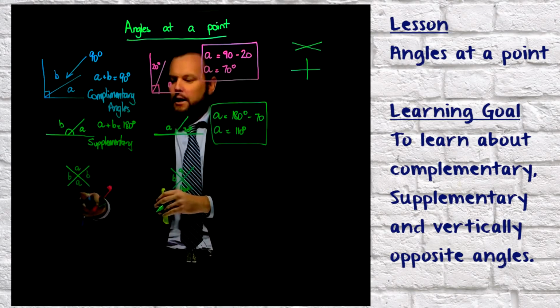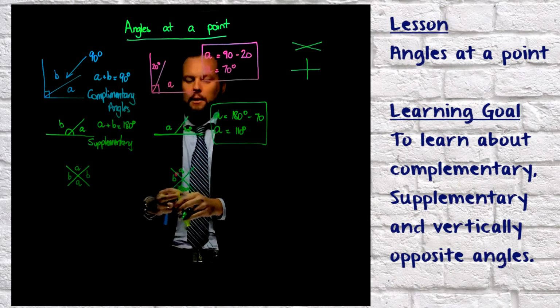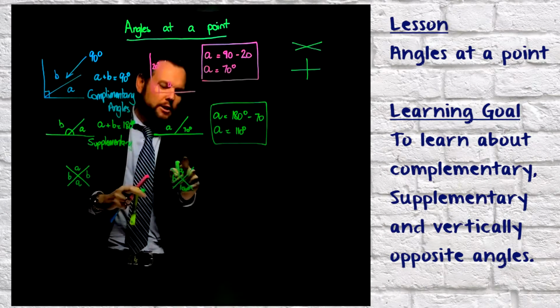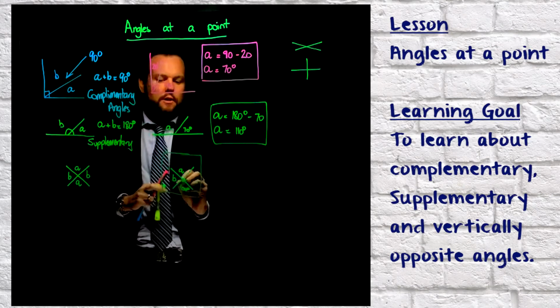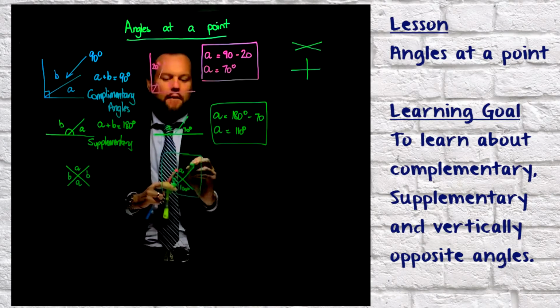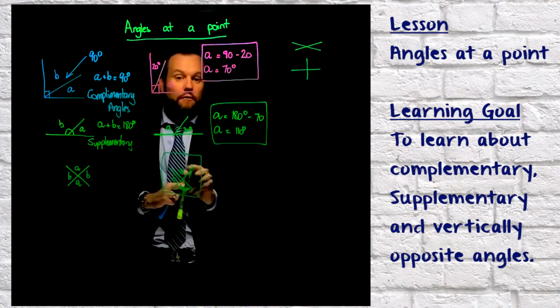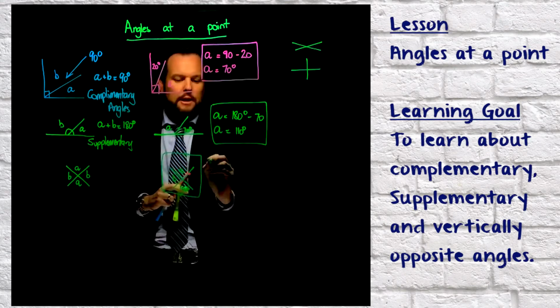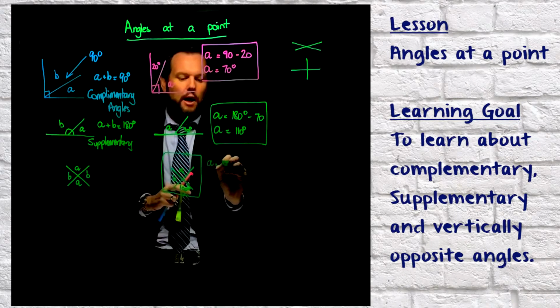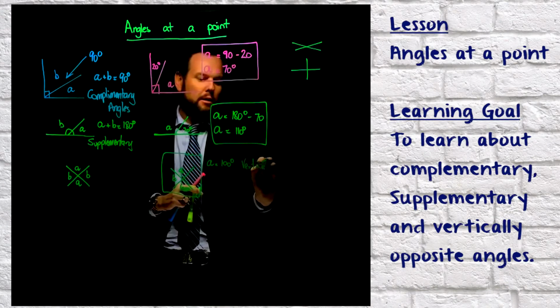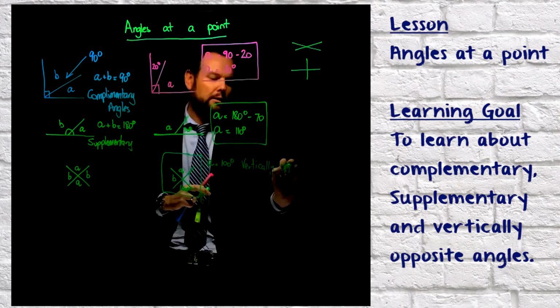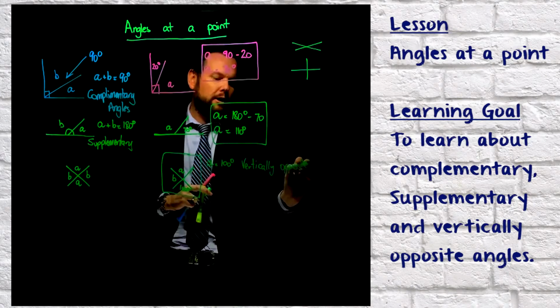So A is equal to A and B is equal to B, which means that if I've got a situation like this here, okay, what I can actually do is I can find the value of every single angle here, because of vertically opposite angles. So let's start with A. A is going to equal 100 degrees because it is vertically opposite, okay? So that's the first thing that I can do.